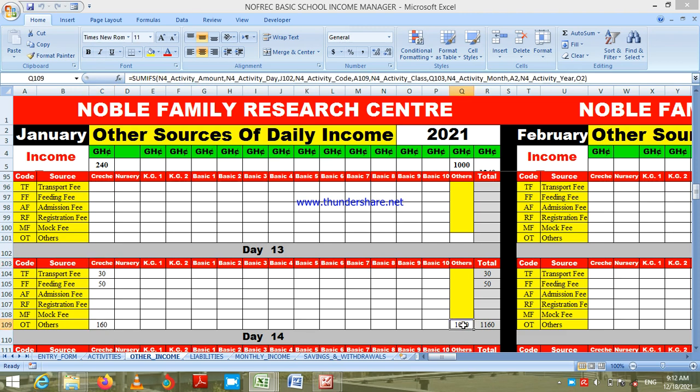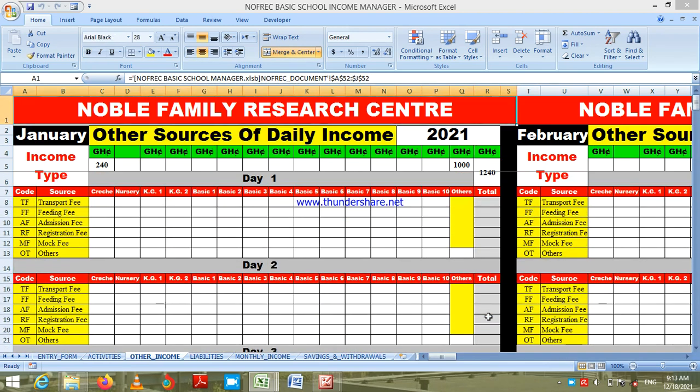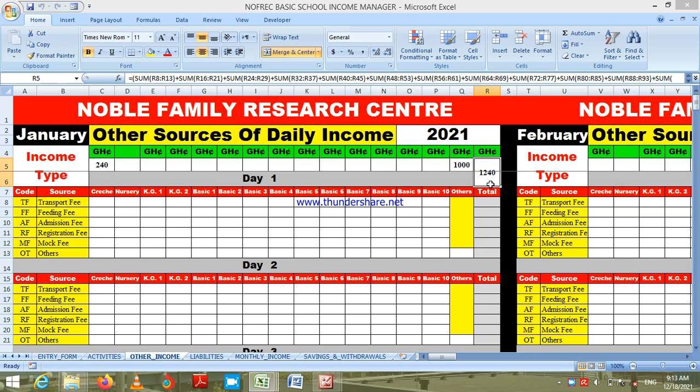But this one is not from any other class, any of the classes from crèche to basic 10. But it's from other source of income that is given to the school in the form of donation or whatever. So that has been captured under the class, which is others, and that amount is quoted here. This gave us the total sum of money accrued in the school in the month of January to be 1,240 Ghana cedis. This value will be useful when working on the income and expenditure workbook.